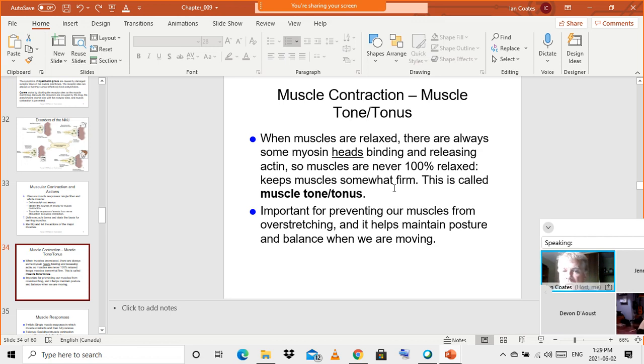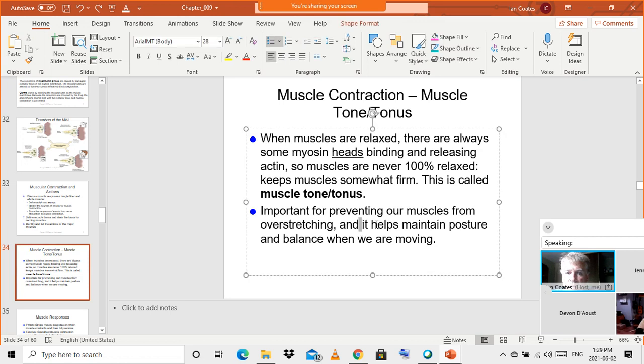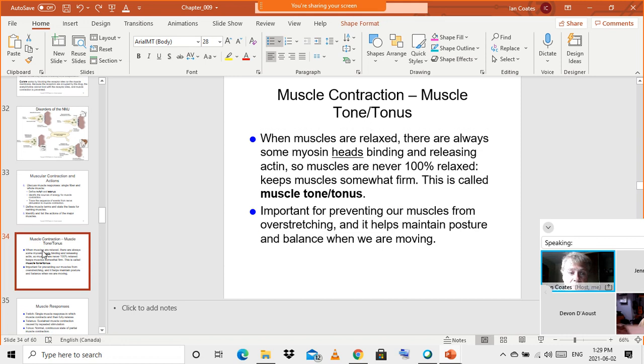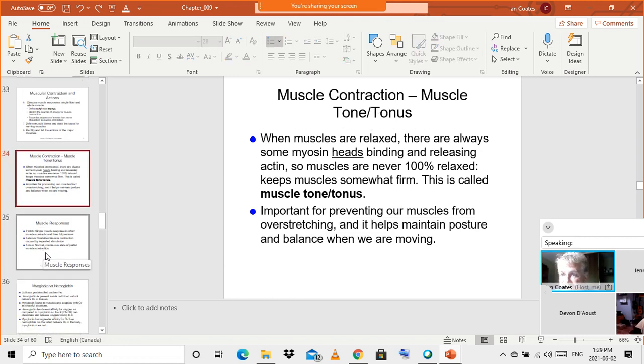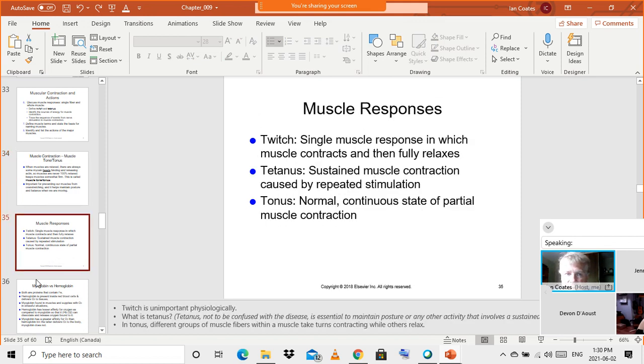So your muscles always have this tone, or tonus, to them, so that they are ready to go. It is important for preventing our muscles from overstretching, and it also helps maintain balance when we are moving. But most importantly, it's there for protection. Our muscles are always awake, even when they're relaxed.